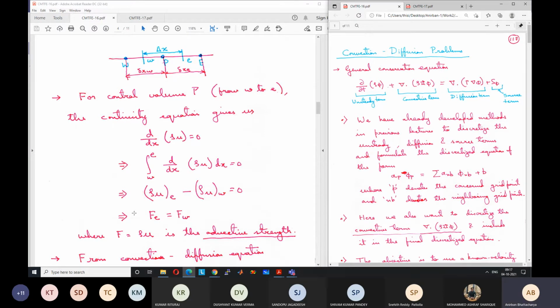This rho u term we will encounter in all the problems wherever there is convection. It is denoted by the symbol F, and is known as advective strength. This gives us the strength of the transport phenomenon, basically the strength of movement of any parameter like energy or concentration due to advection, due to flow. That's why it is known as advective strength. So at the east interface, we can write rho u as Fe. F can vary, right? So F at the east interface is Fe, and at the west interface it is Fw.